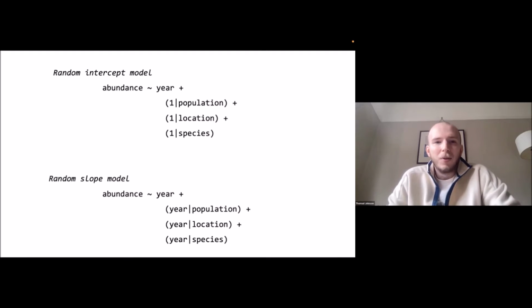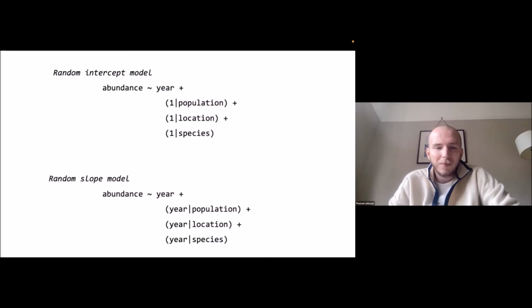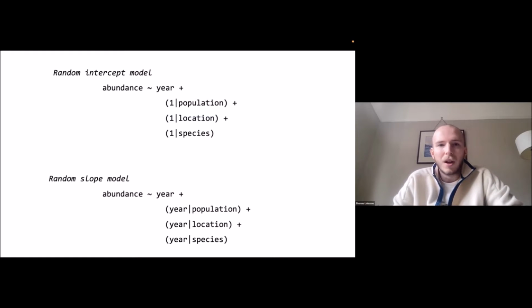So the random intercept model, at its core, is trying to describe the change in abundance with time. And it recognizes that there is some hierarchical structure in here, because us ecologists love mixed models. And so they specify within this model that there is a different mean abundance in different populations, locations, and species. And that's the mean abundance difference. And that's accounted for with a random intercept term.